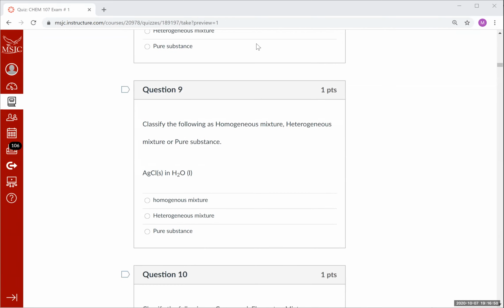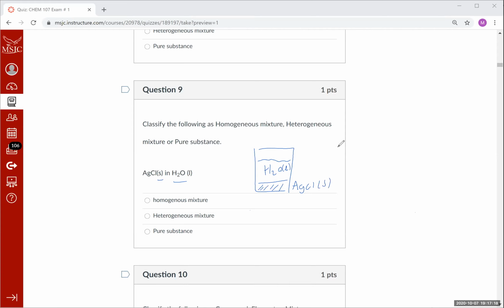Okay, let's look at this next case. So we have silver chloride solid in H2O liquid. So just drawing a picture, we have our silver chloride and we have our water. So as you notice, we have two different state symbols. So then, do we have a consistent composition in this mixture?